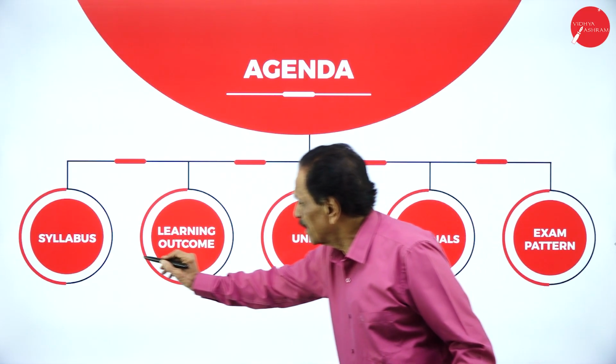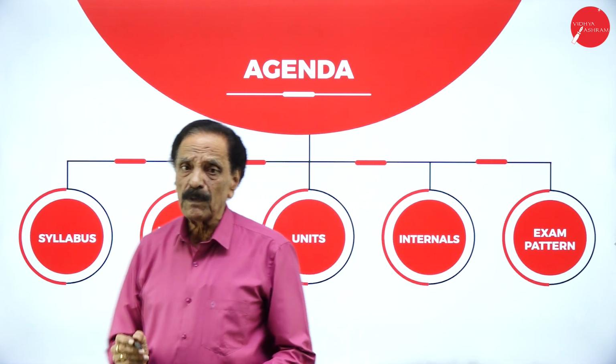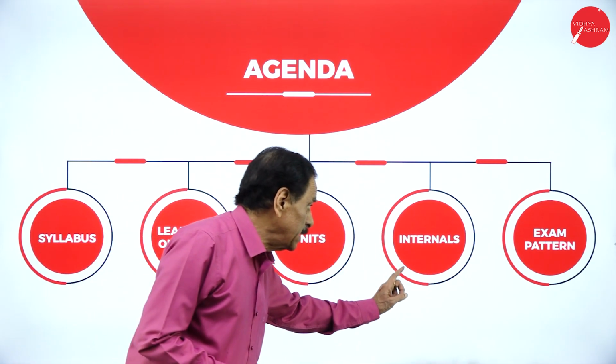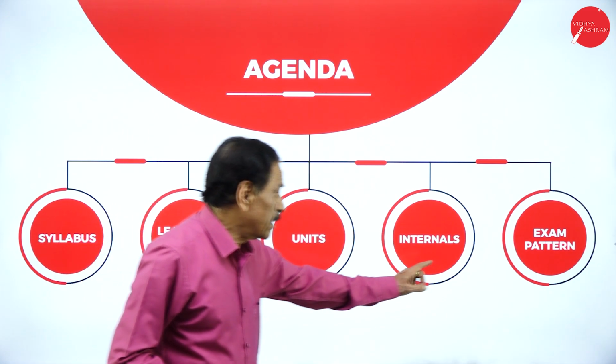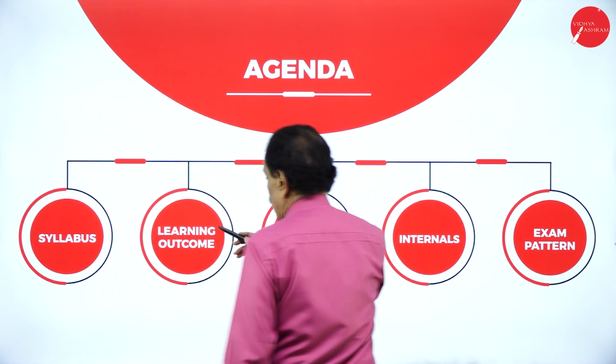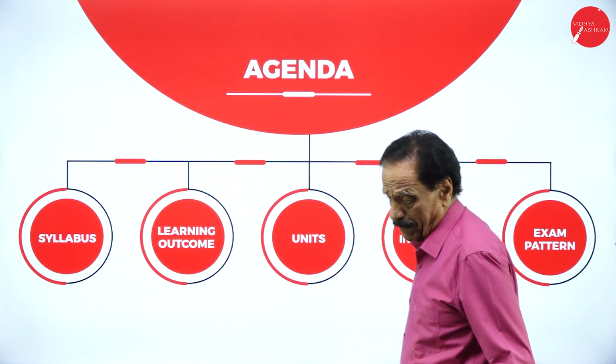First, the agenda. What does the syllabus contain? What are the learning outcomes? Then how many units are there? How many internals are we going to conduct? What is the exam pattern? So here: syllabus, learning outcome, units, internals, exam pattern.